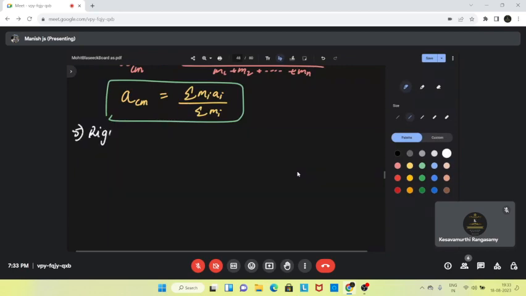Sir, shapeless object. Abhina, rigid body, you mean to say it does not have a proper shape? Yes, sir. Okay, actually it's wrong. You're telling the other way around, the opposite.